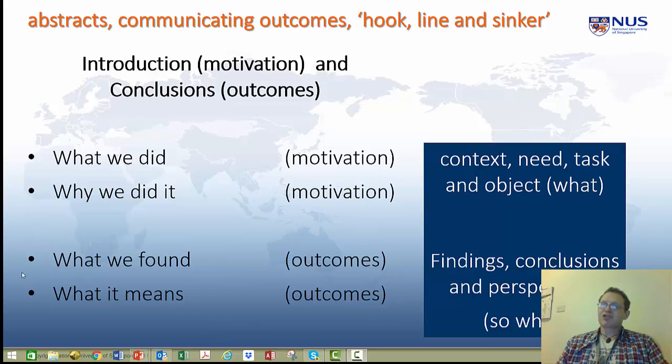So, thinking about our abstract structure, the first part here, the what we did and why we did it, it's the context, it's the need, it's the task and the object, what the paper's about. And the two other parts, the what we found and what it means. The outcomes are the findings, the conclusions, and the perspectives. This is where, as we looked in the last lecture, that Watson and Lovelock actually developed, this is why this is important. If you like, the first part is the what, and the second part is the message, the so what.